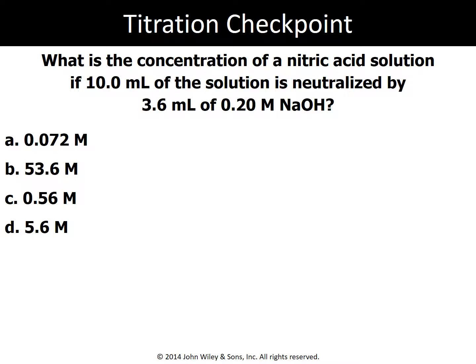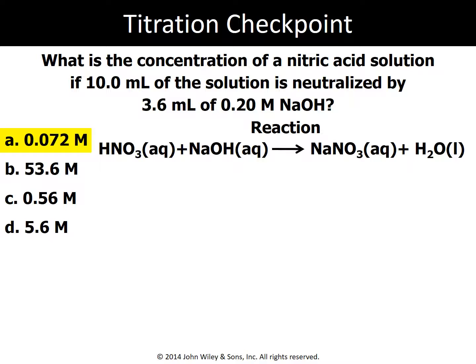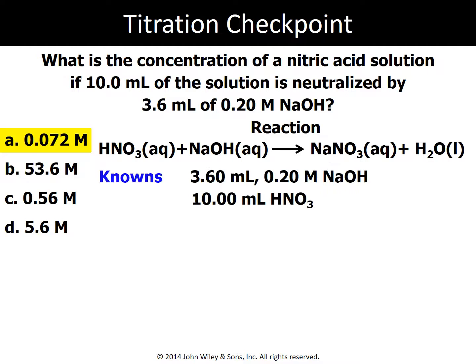What is the concentration of a nitric acid solution if 10 mL of the solution is neutralized by 3.6 mL of a 0.2 molar NaOH? The answer is A. Let's see how we get there. We wrote our equation out right here with our formulas for nitric acid. Make sure you knew it was HNO3. That might have hurt you if you tried to balance it with the wrong formula.